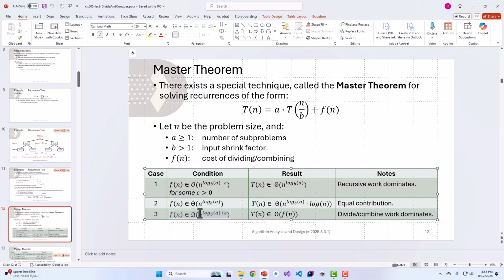So basically, if this watershed function, which again represents the recursive part, is contributing less than our f of n past an n greater than n naught at some point, that means that we know that the recursive part, because it's big omega, is our bottom boundary, meaning that the recursive work is less than our f of n. So this means that the divide and combine work dominates. So in this case, we would just say that t of n is an element of theta of f of n.